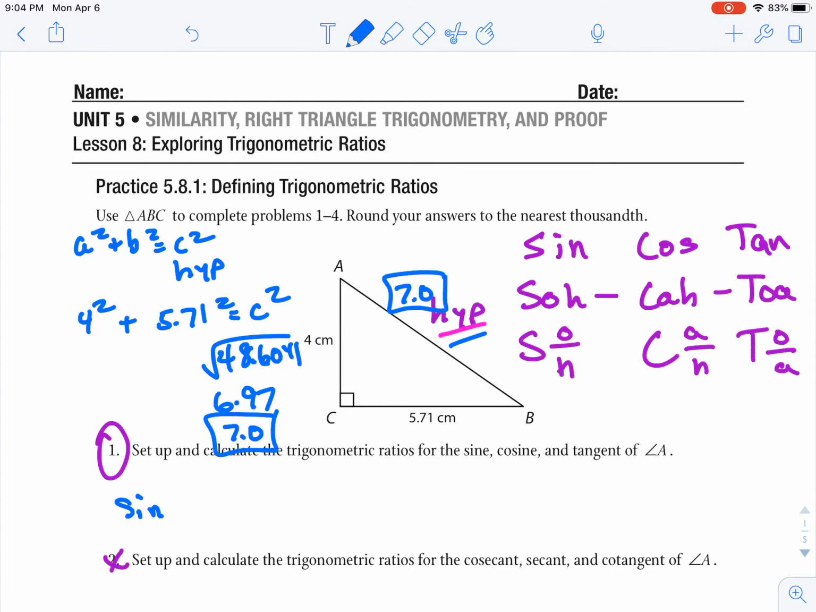This says set up and calculate the trigonometric ratios for the sine, cosine, and tangent of A. So sine of A, cosine of A, tangent of A. From A, sine, let's go back up here. Sine is opposite over hypotenuse. So opposite is 5.71 over hypotenuse is 7.0. Typically the fraction's fine. You guys asked a lot of questions about that. That's totally fine.